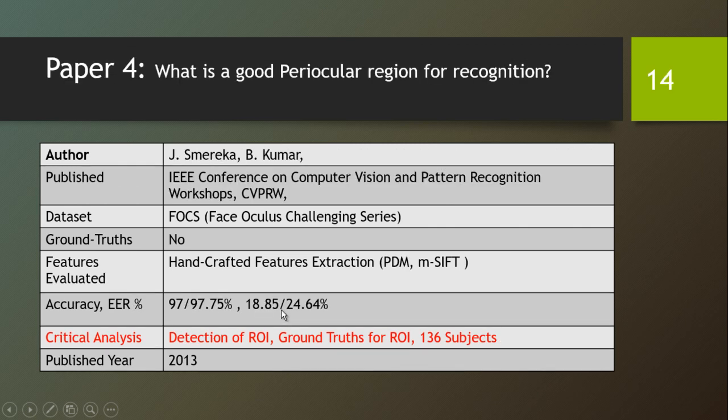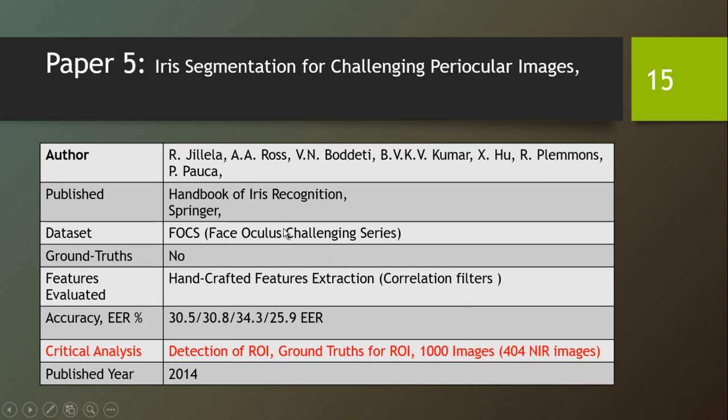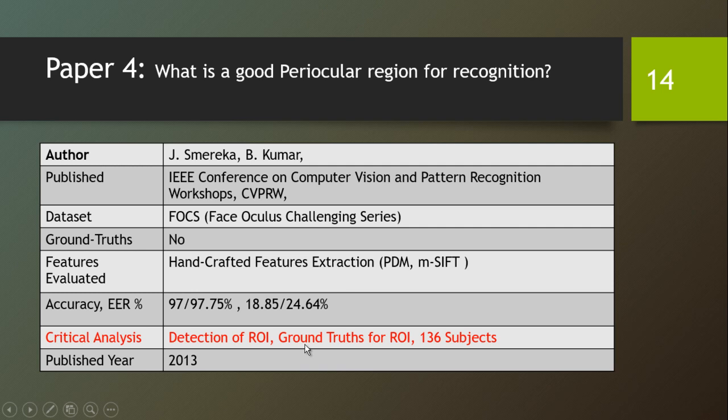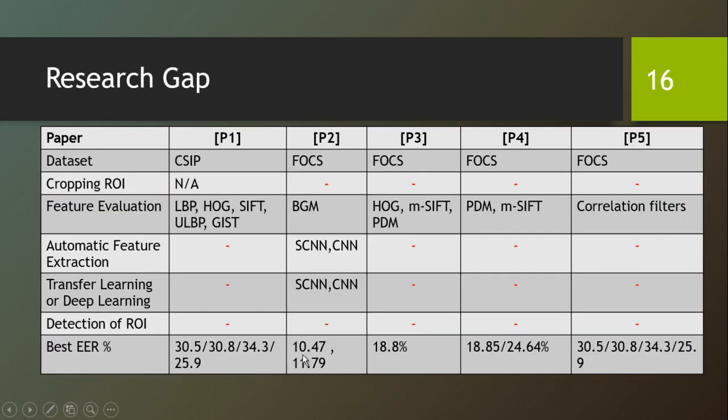I think PDM stands for probabilistic deterministic map or machine, and they got the equal error rate of about 18.8. Similarly, paper 4, where the critical analysis was the same as the previous ones, and the fifth paper, which I have considered as a benchmark and compared the accuracies and equal error rate. The paper was published in 2013 and 2014.